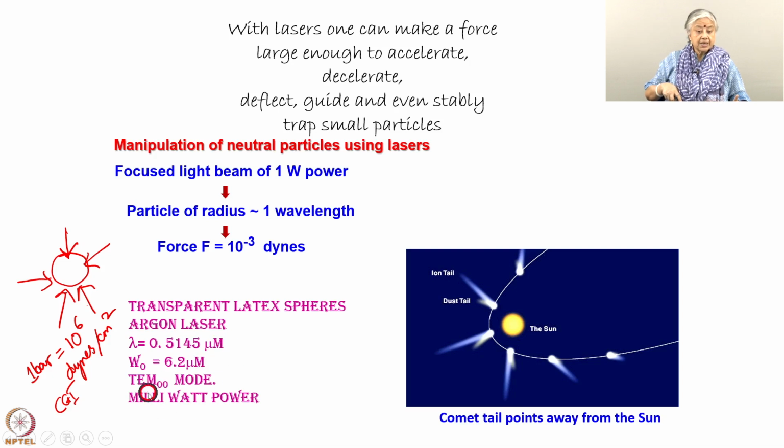And he used a TEM00 mode. And he only required a milliwatt level of power, not much. So, this milliwatt level of power could exert the pressure and move these small spheres that he used. It seems unbelievable, but it has happened, and he has seen it experimentally. So, how does it happen?